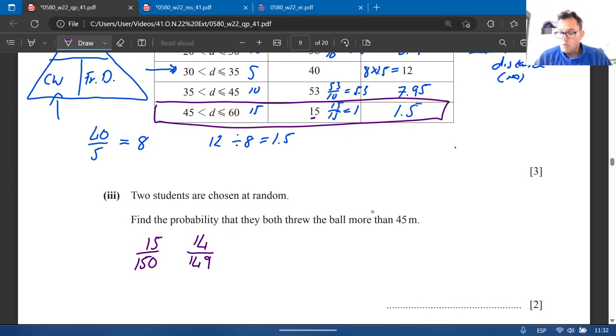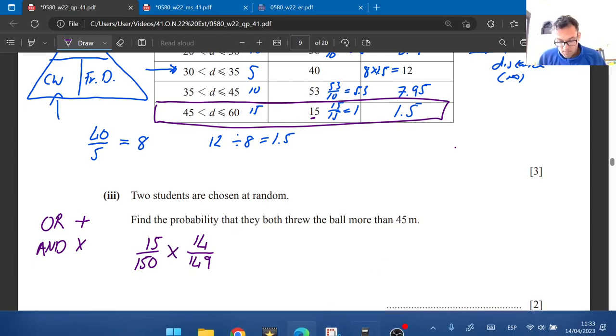The last question is, what do we do with these values? Do we add them or multiply them? Remember, the OR rule states that we add, and the AND rule states that we multiply. So, do we pick one student or the other student, or do we pick one student and the other student? So we have to pick the one and the other. Right, so we multiply it.